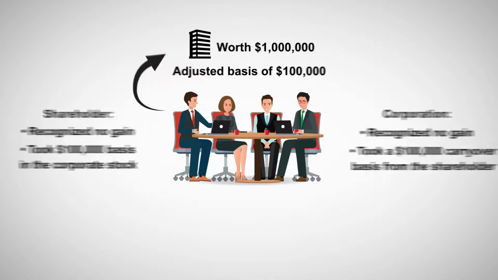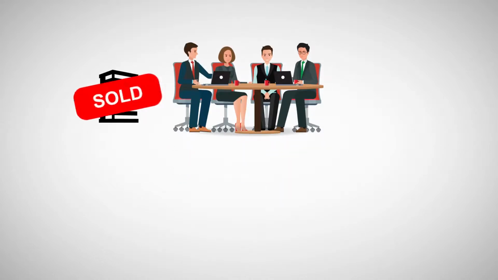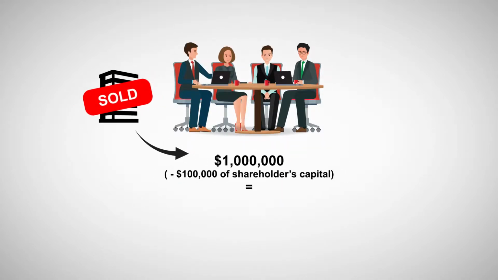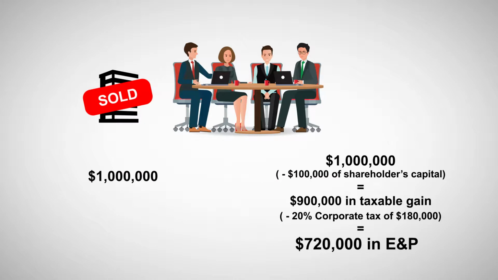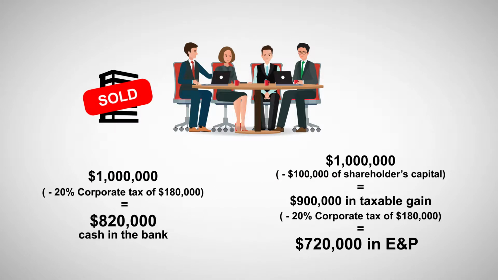If the corporation were soon thereafter to sell the building for $1 million, it would recognize $900,000 in taxable gain. Assuming no deductions and assuming a 20% corporate tax, the corporation would pay $180,000 in federal tax and accumulate $720,000 in earnings and profits. Recall, however, that it sold the building for $1 million. So after paying the tax, the corporation should now have $820,000 in the bank.